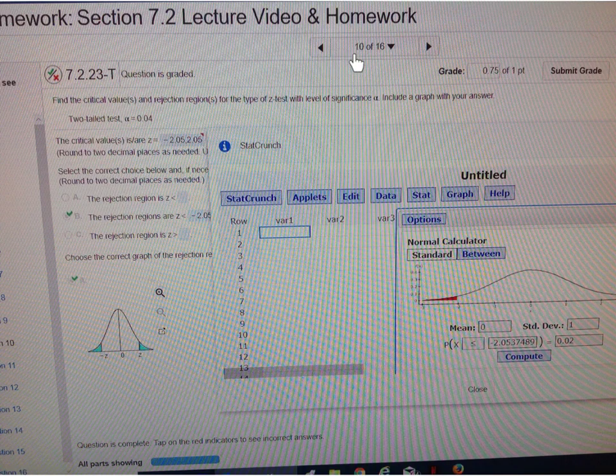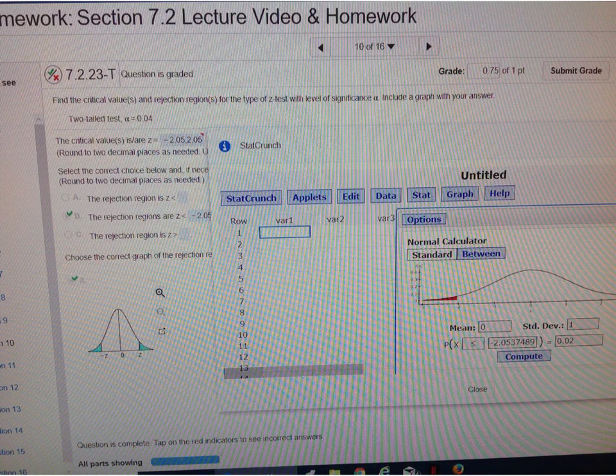Here's another problem, number 10, that I saw you working on. You want to find the critical values again. You seem to be having problems with it. This is a two-tailed test, and so you've drawn a nice picture here. Alpha's 0.04, so that would mean there's 0.02 in each side here.